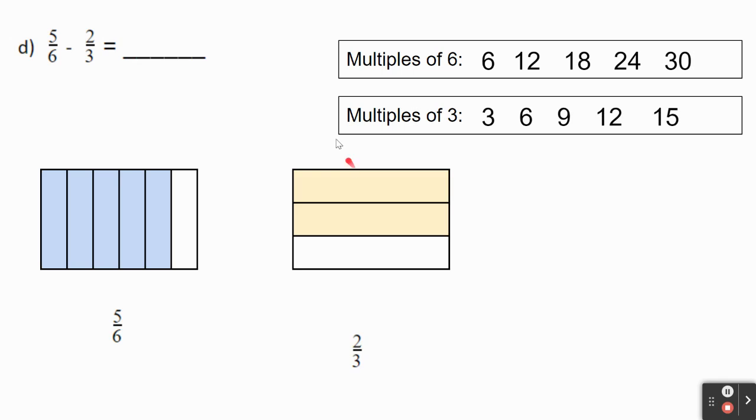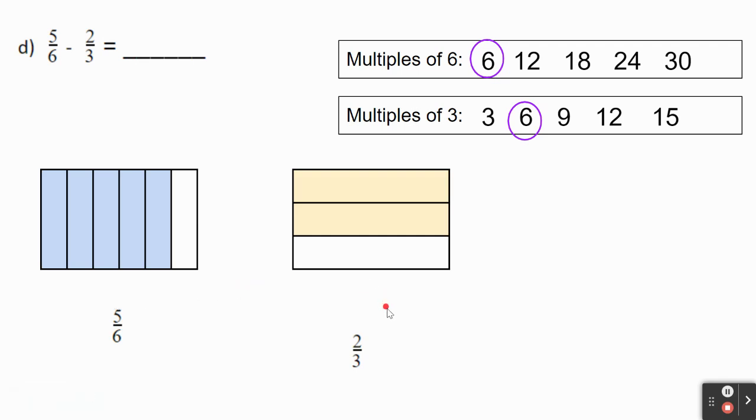Let's look at both these lists to find the first multiple, or the first number that we can see in both lists. Well, we can see that 6 is the first multiple in both these lists, which means we can break each whole into 6 parts. If we look at this first fraction, 5/6, we're actually already in 6. There are 6 parts in this one whole. So we don't have to do anything here. We don't need to create an equivalent fraction since there are already 6 parts.